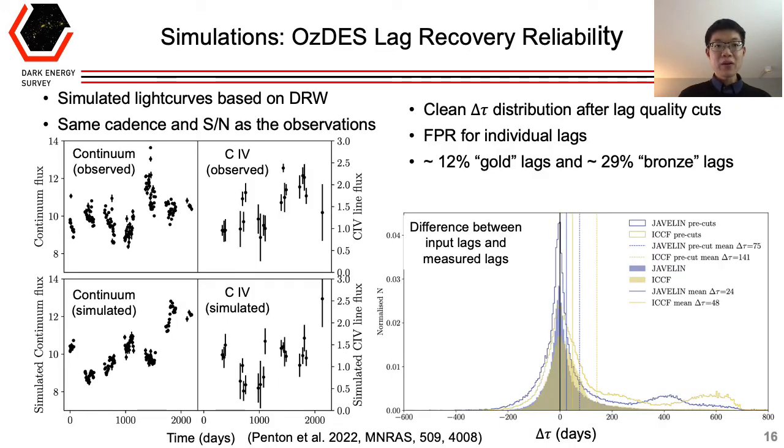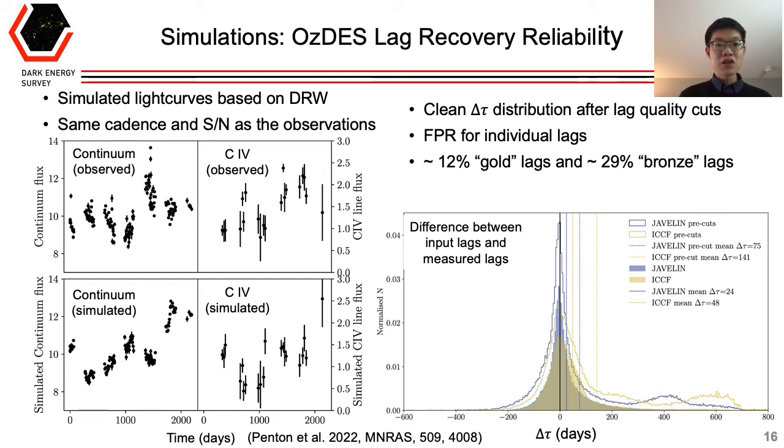We have also performed some simulations led by Andrew Penton to assess the reliability of the broad line lag measurements. The upper row of the left figure shows an example of our observed light curve, while the lower row shows an example of the simulated light curve. Here we can see that the simulated light curves show similar variability as the observed light curves.